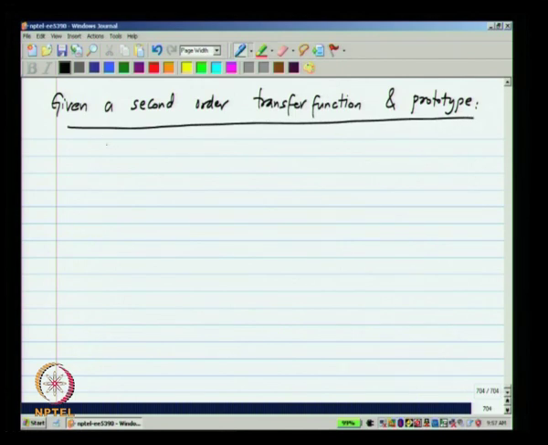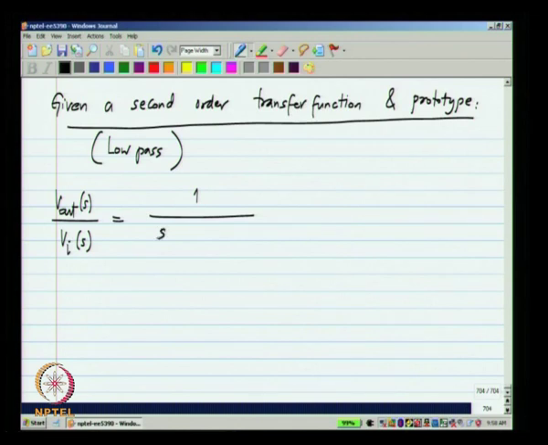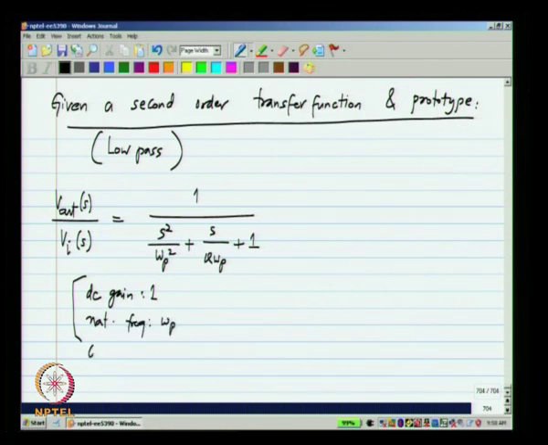I will also assume that the filter we are interested in is a low pass filter. It turns out that most often low pass and band pass filters are used, and those are the two filters that we will discuss in this course. So what does it mean to have a second order transfer function and prototype? The transfer function of a second order low pass filter is given by 1 by (s square by omega p square plus s by Q omega p plus 1). So this has a DC gain of 1, a natural frequency of omega p and a quality factor of Q. And this is what we have to realize.